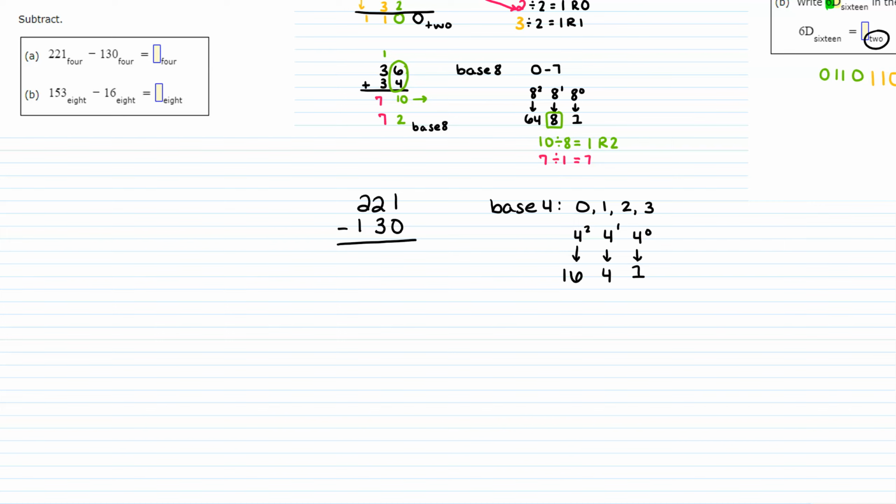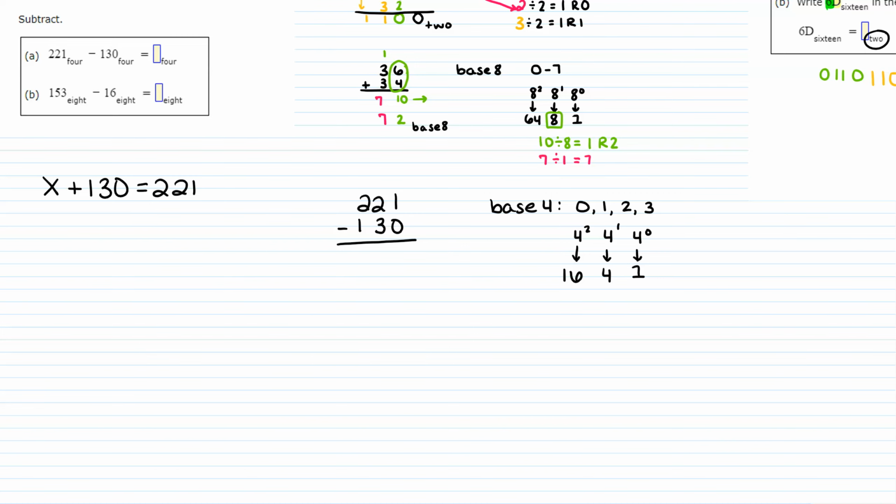So now subtraction and addition are related, right? When you're subtracting, you're really finding out how much do I add to get to the bigger number, right? So we could say, what number do I add to 130 to get 221? To solve that linear equation, we would just subtract 130. So you can do this without actually subtracting.